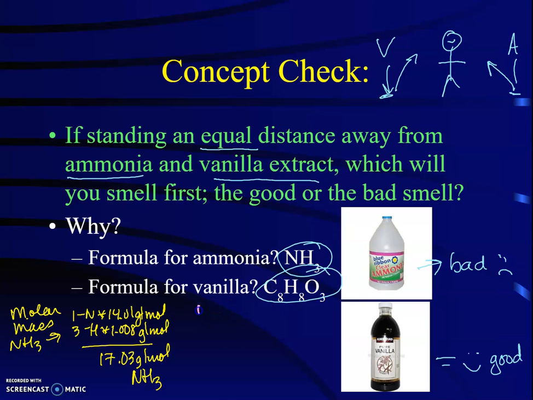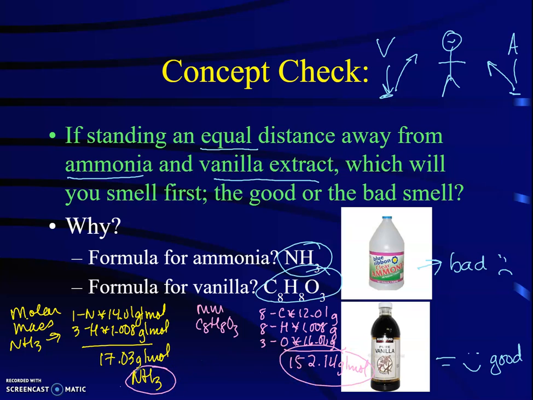So the molar mass of C8H8O3 is going to be 8 carbons, which are 12.01 each. We are going to have 8 hydrogens, which is 1.008 grams per mole each, and 3 oxygens at 16 each, for a grand total of 152.14 grams per mole. So which is the bigger molecule? Which is going to be the smaller molecule?